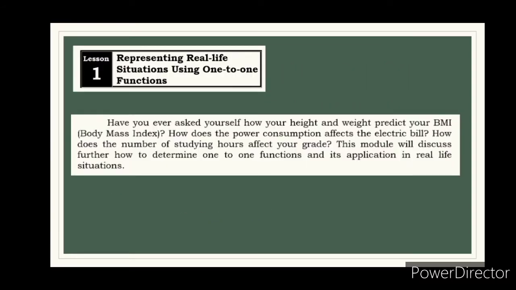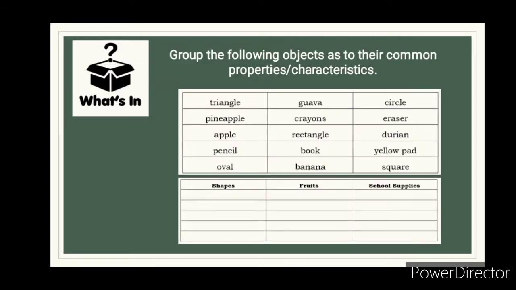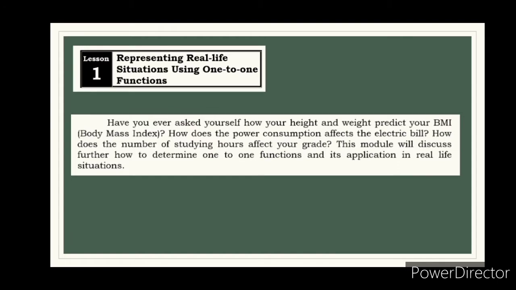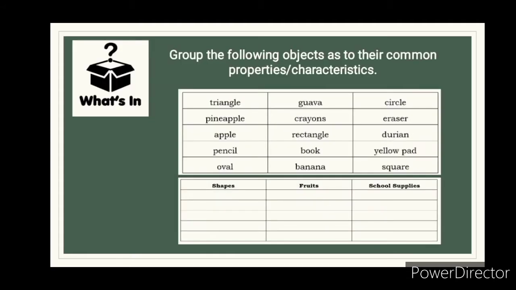We are now in lesson 1, representing real-life situations using one-to-one functions. Have you ever asked yourself how your height and weight predict your BMI or body mass index? How does the power consumption affect the electric bill? How does the number of studying hours affect your grade? This lesson will discuss further how to determine one-to-one functions and its application in real-life situations.